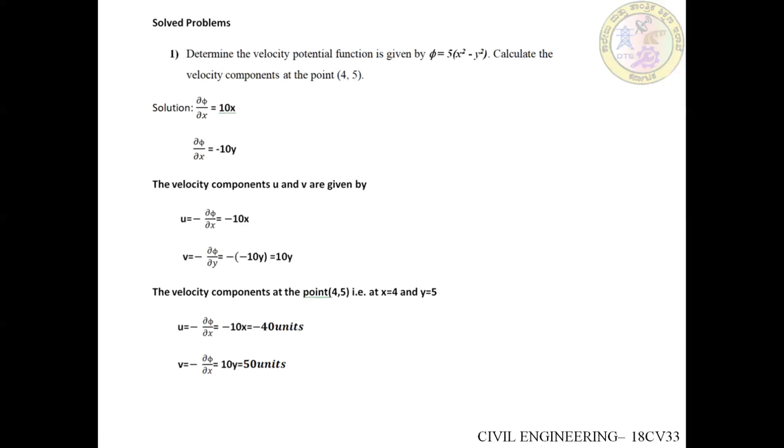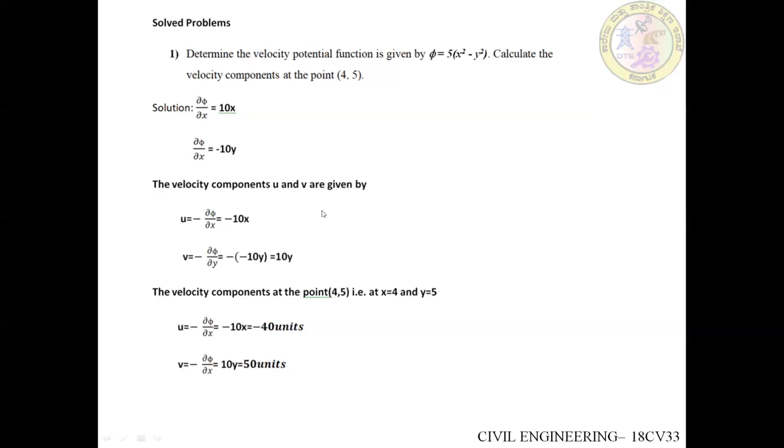So let us solve problems on the velocity function and the stream function. The first problem: the function is given by psi equals 5 into x square minus y square. Calculate the velocity components at the point 4 comma 5. We need to determine the velocity components. So dou phi by dou x will be equal to 10x, and dou phi by dou y will be equal to minus 10y, if you partially differentiate with respect to x and y.